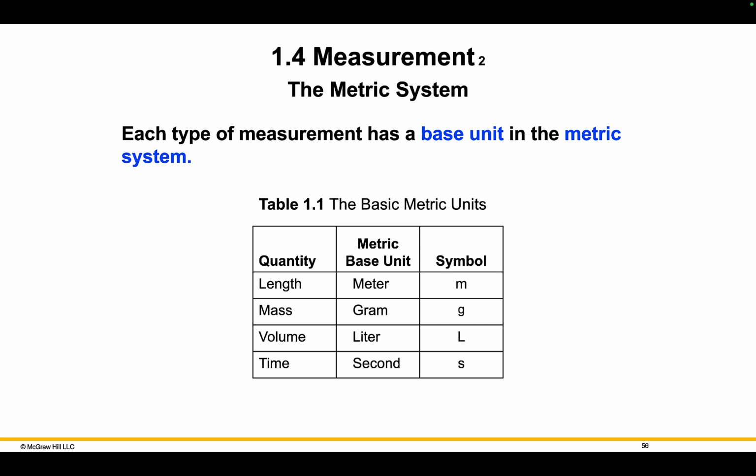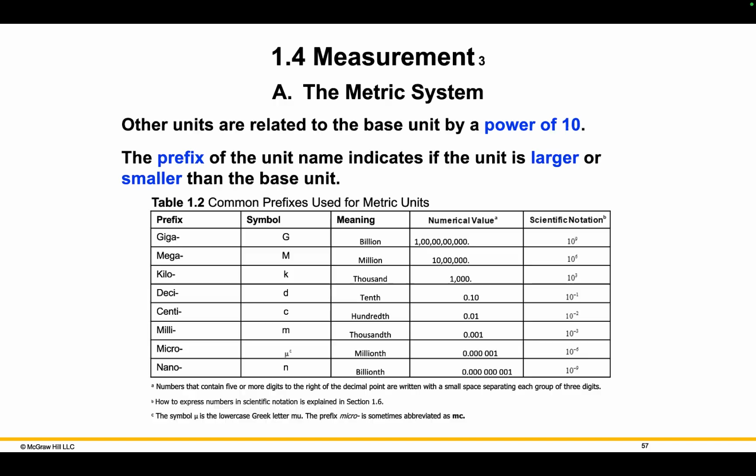So we have base units that correspond to various types of measurements. So in chemistry, we might want to measure length, and we would use the meter as our base unit. When we're talking about mass, we talk about grams. Volume, we're talking about liters. In time, we're talking about seconds. Those are the base metric units.